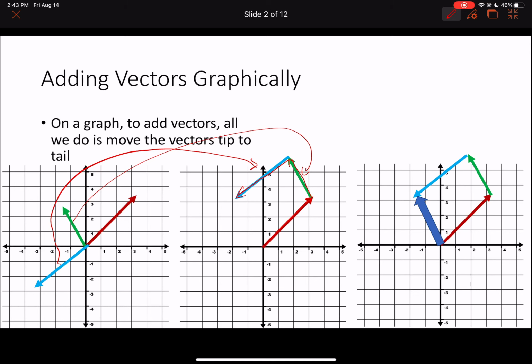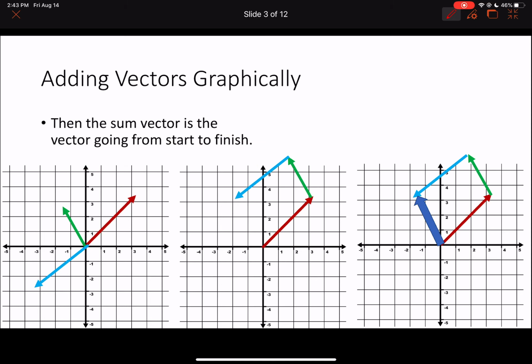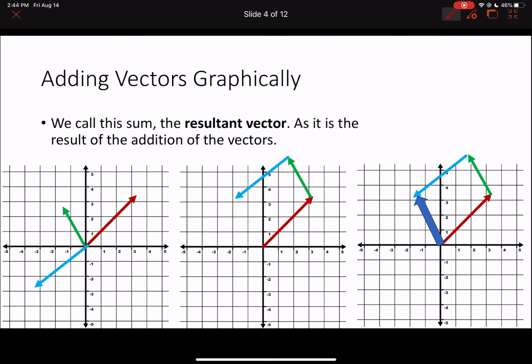And in the end, we get a sum, and we call the sum vector the vector that comes from the start to finish. And so this new vector is the one that starts at the beginning and goes to the finish line of all the vectors. And we call this the resultant vector, as it is the result of the addition of the vectors.